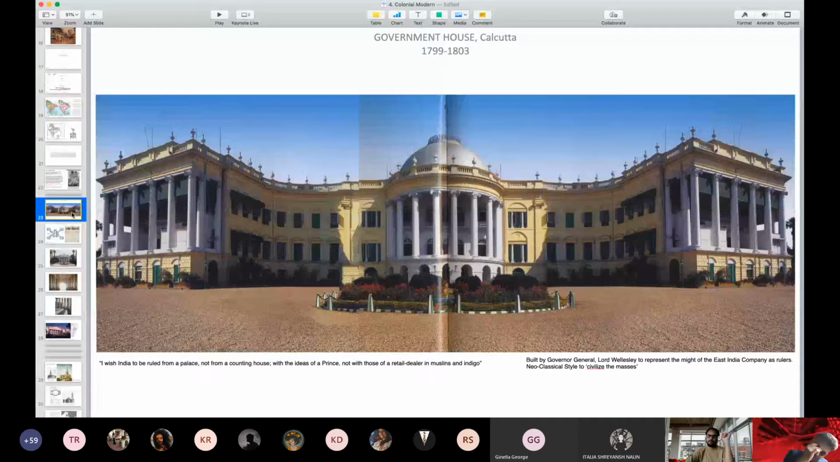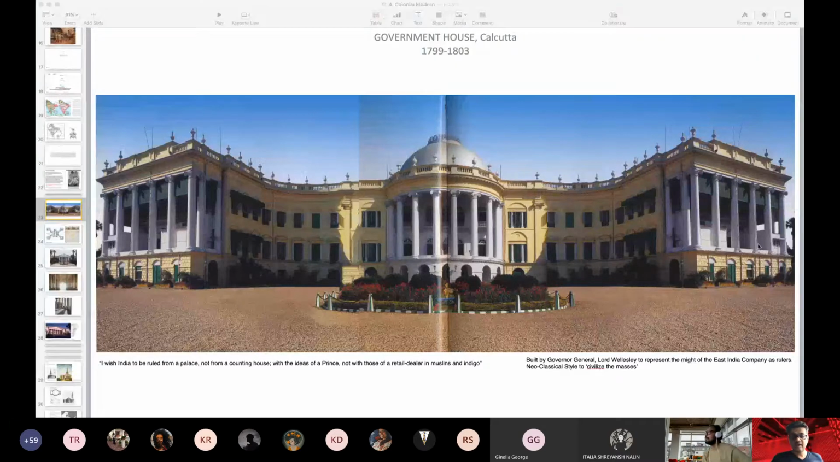This is the government house, designed in 1803 in the city of Calcutta. And as you can see, it's this enormous building. And it's an interesting thing what Wellesley says, who was going to live in this. He says that he wishes India to be ruled from a palace, not from a counting house, with the ideas of a prince, not with those of a retail dealer in muslins and indigo. So the market, which is inside the Black Town, is seen as a place for corruption, while this is a palace that lies outside it from where this entire country can be ruled.